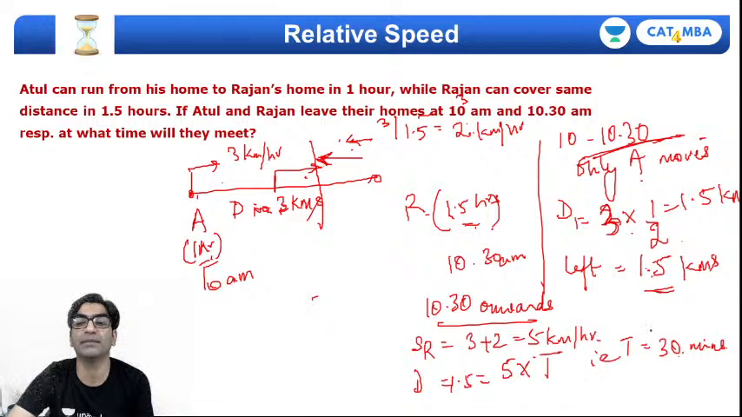Right, at what time will they meet? Okay, sorry, this is not 30 minutes. This is going to be t is equal to 1.5 upon 5, right? That's 0.3 hours, which means that's going to be 0.3 into 60, 18 minutes.